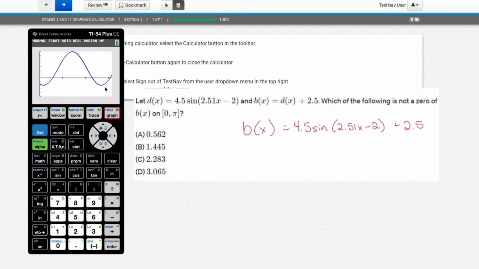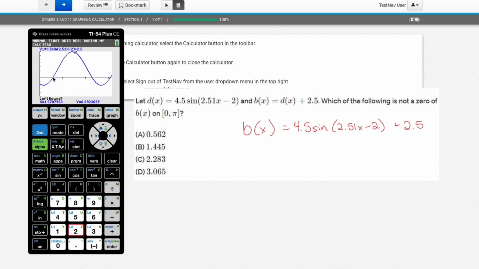Now, you might be able to look at these and say, I know my answer already, it's B. Great. But let's just make sure we know what we're doing. If I want to find exactly what the values are for 0, you hit second, calc, and go to 0.